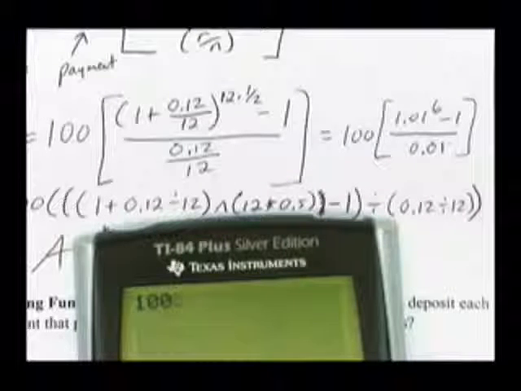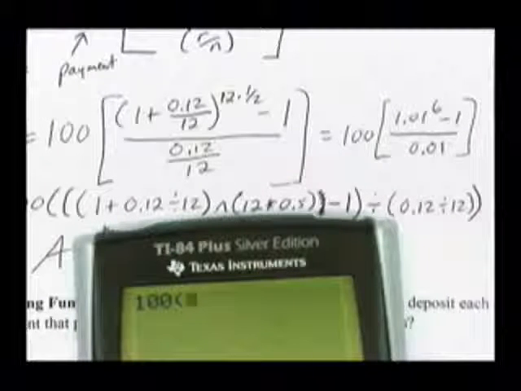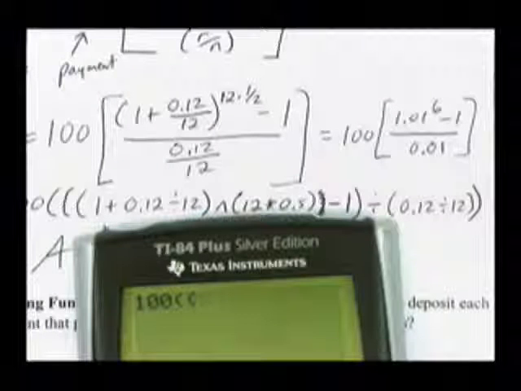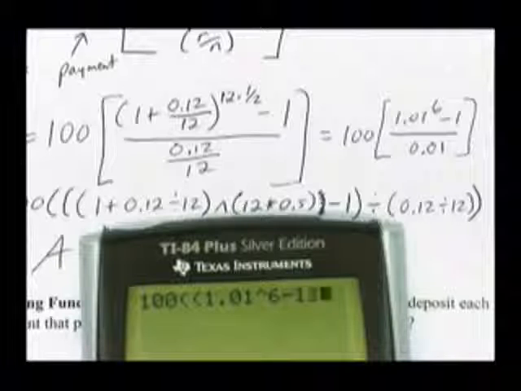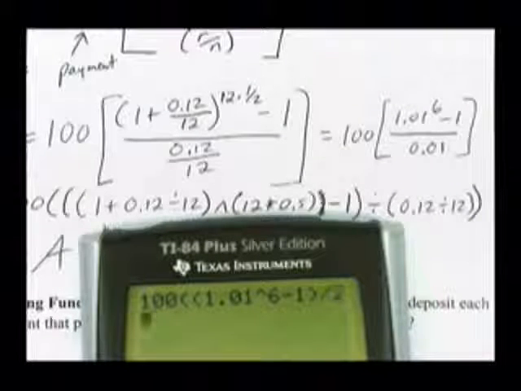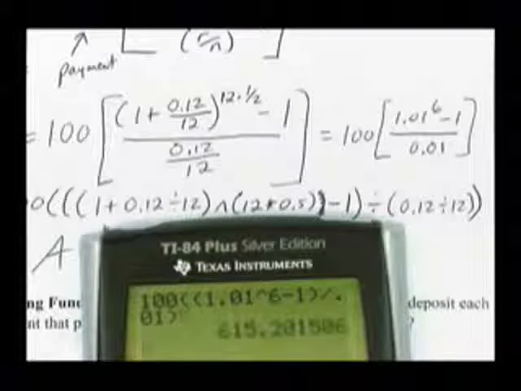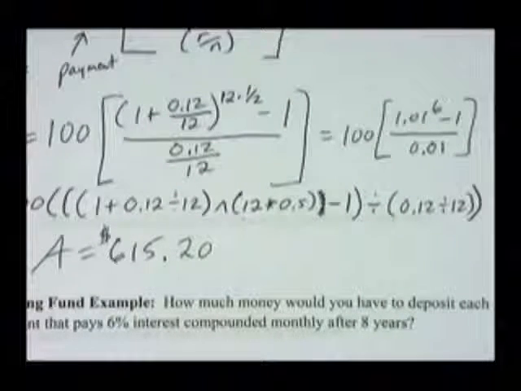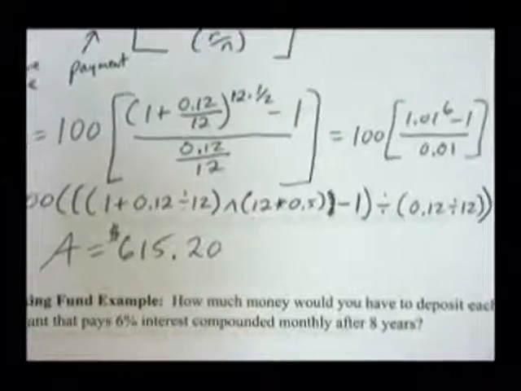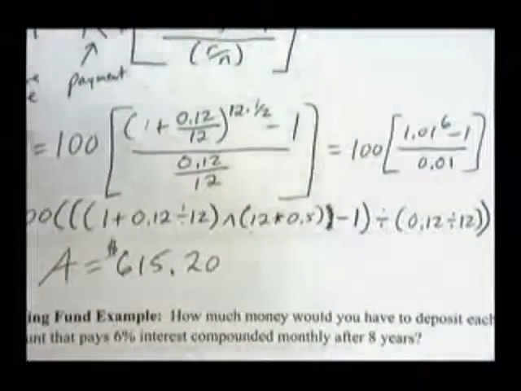100 parentheses, 1.01 to the 6th minus 1, close parentheses, divided by 0.01, close parentheses, and we get the same thing. Okay? Now all those ways seem a little brutal. So what I want to do is show you another way using something called the TVM Solver on your calculator.